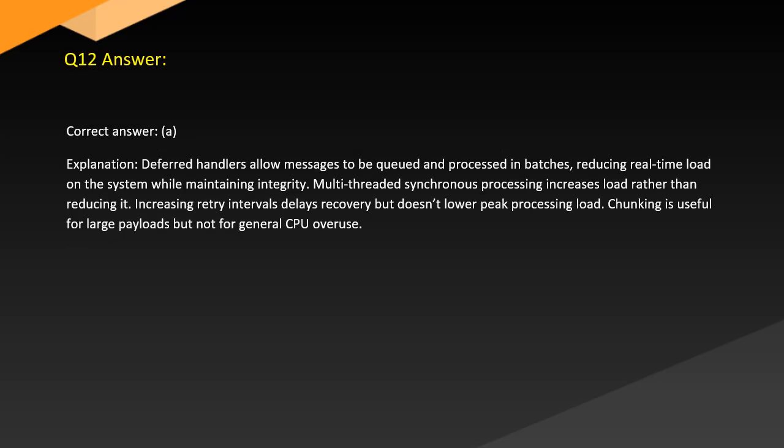Answer. Correct answer, A. Explanation. Deferred handlers allow messages to be queued and processed in batches, reducing real-time load on the system while maintaining integrity. Multi-threaded synchronous processing increases load rather than reducing it. Increasing retry intervals delays recovery but doesn't lower peak processing load. Chunking is useful for large payloads, but not for general CPU overload.